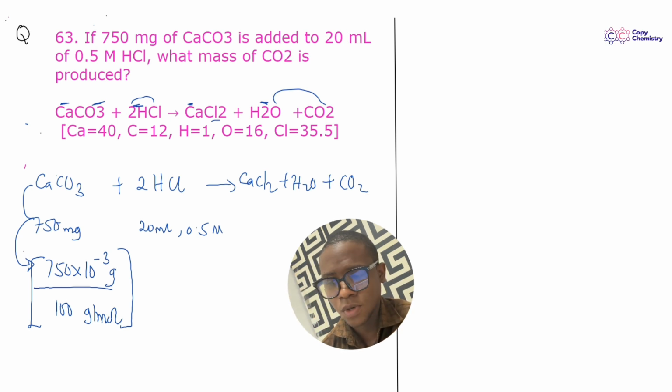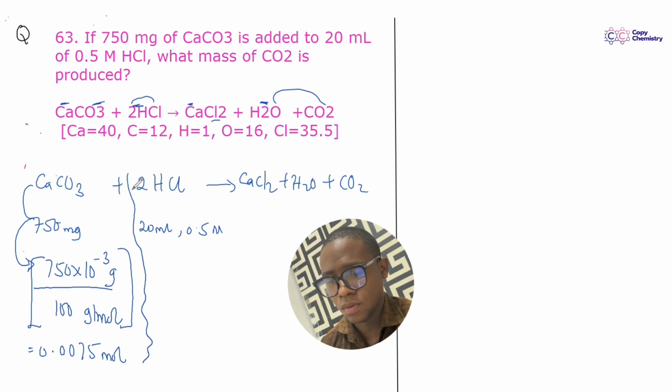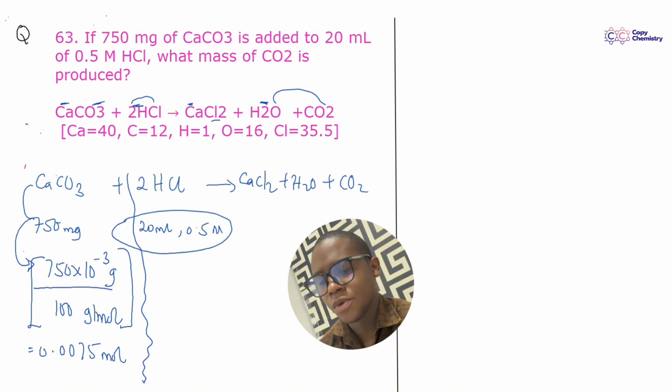Does this make sense to you? Mass divided by molar mass. Yes. So that, we'll keep that aside. Or let's just solve it anyway. So that will give us 0.0075 moles. Right, now let's look at the HCl world. 20 ml of 0.5 molar. Can we figure out the number of moles there?